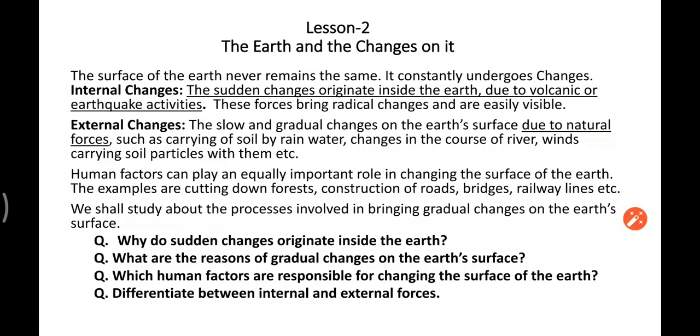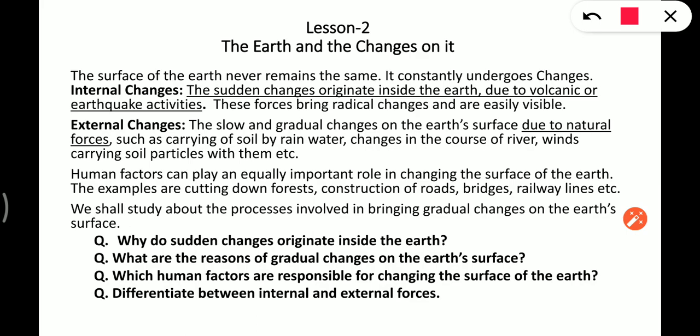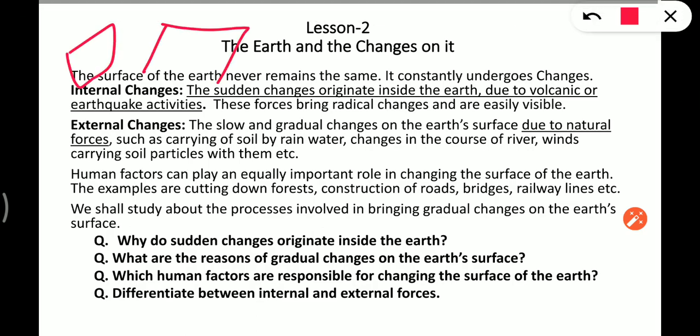Good morning, students. Today we'll start new lesson number 2, the earth and the changes on it. The earth never remains the same, it constantly undergoes changes. Means the shape of the earth never remains the same. And these changes are of two types, internal and external.